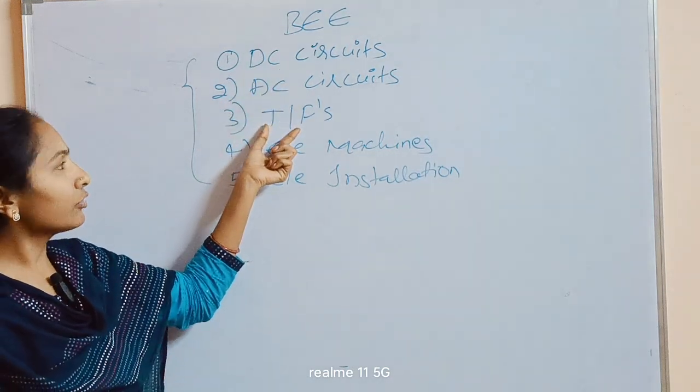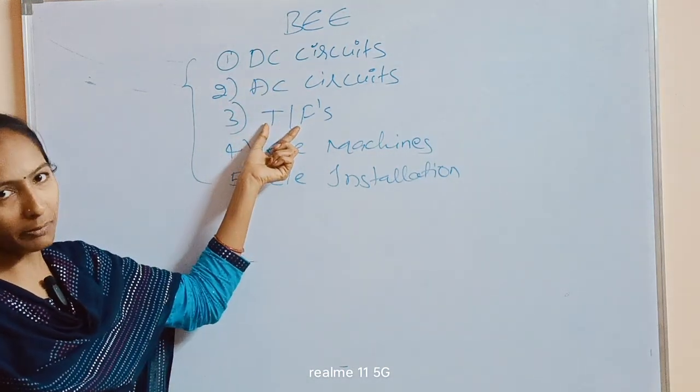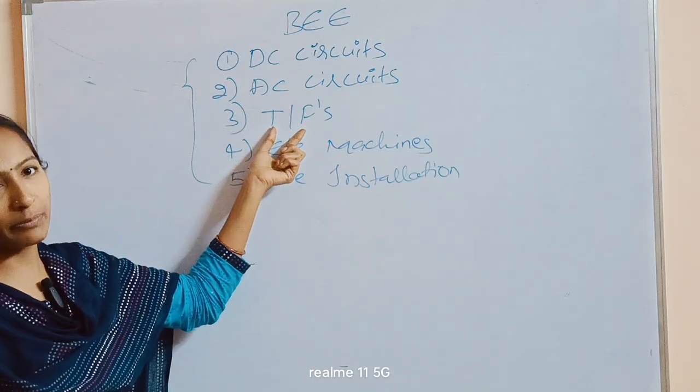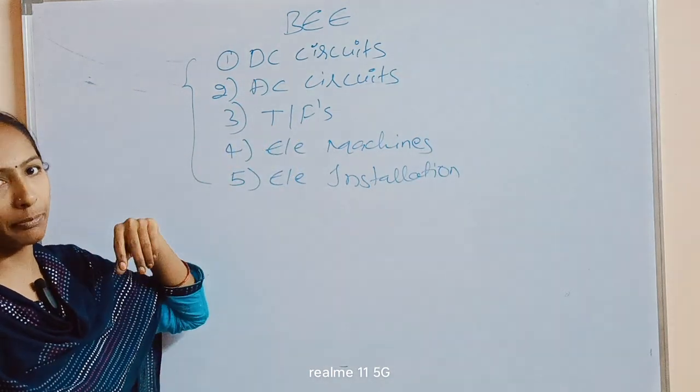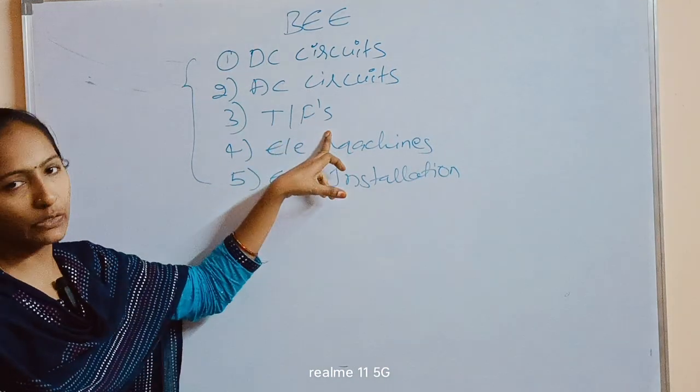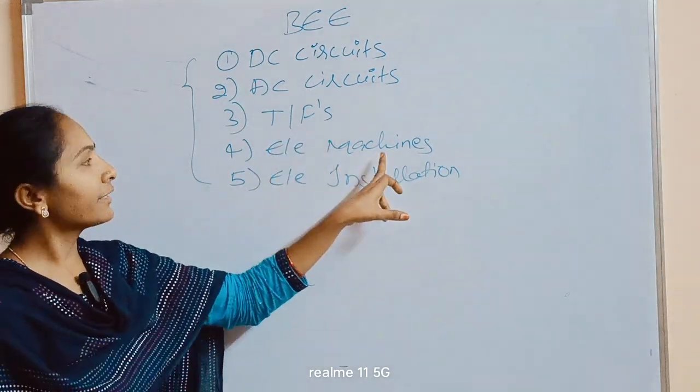And coming to the third unit, transformers. In transformers, how many types of transformers there are, and the basic construction and working principle, are included in the transformers unit. And coming to electrical machines.